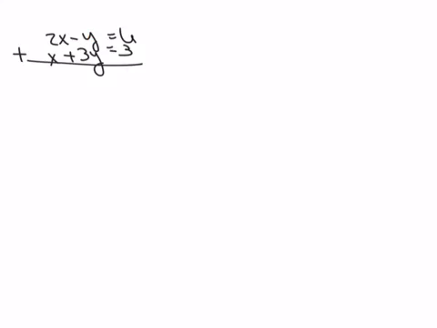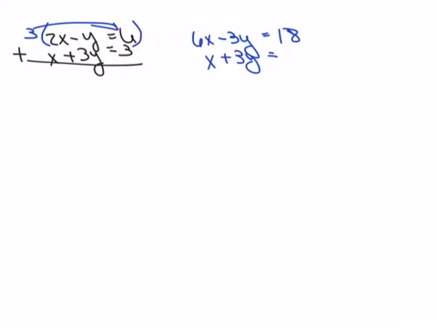So how do I make that a 3? Well, I put a parenthesis around the entire thing and distribute that 3. Okay? So this becomes 6x minus 3y equals 18. Don't forget to multiply it by the number on the end as well. Now I have x plus 3y equals 3. Now what happens if I add them? Those go away.